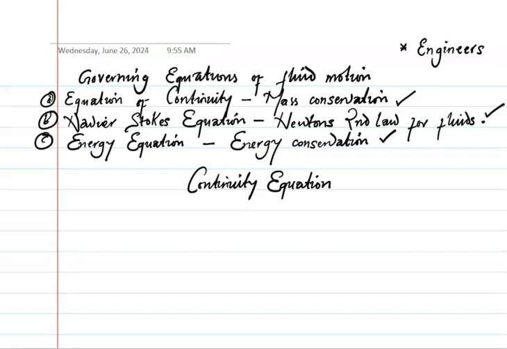So now what we have for the continuity equation is a statement of mass conservation. Matter cannot be created nor destroyed. Matter can only be transferred from one place to another. So if you have what we call a control volume, or just a volume here, name it V.